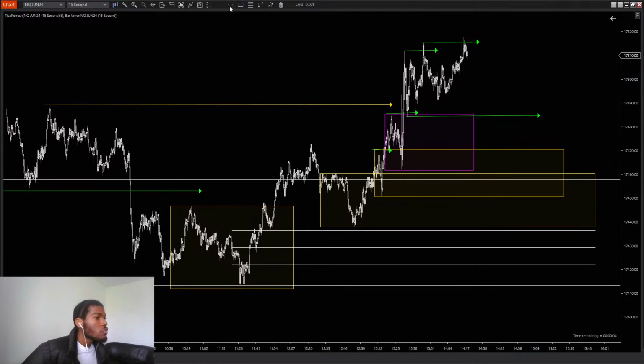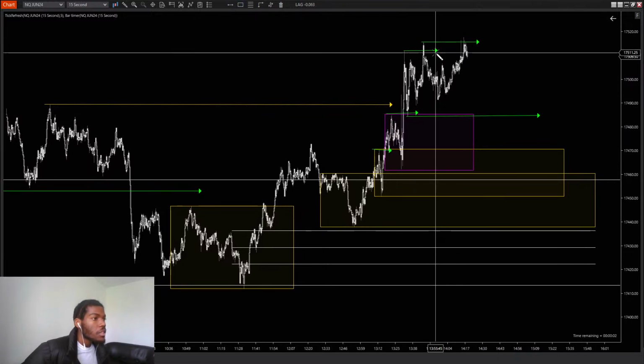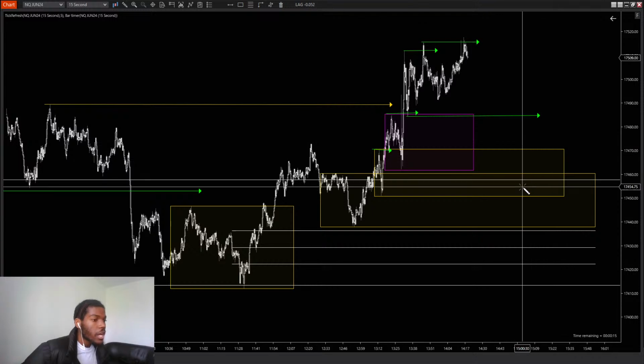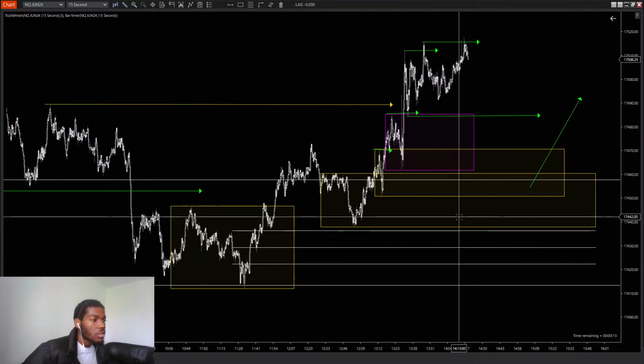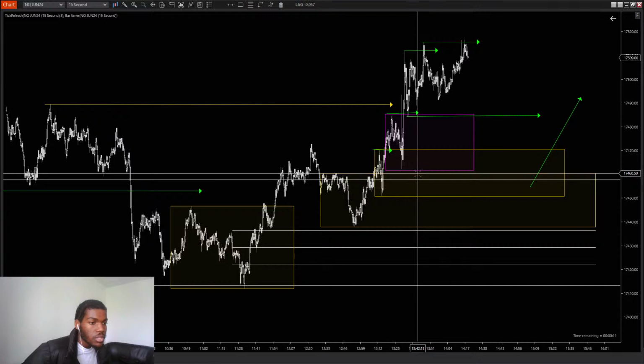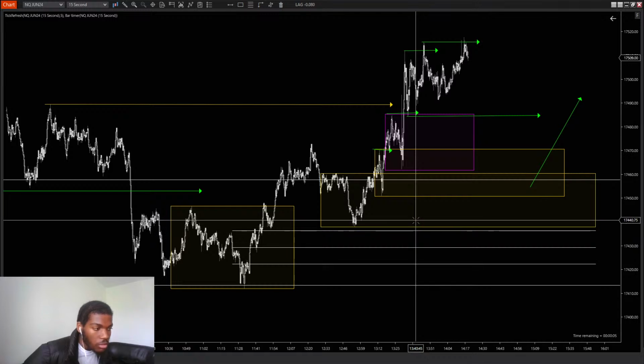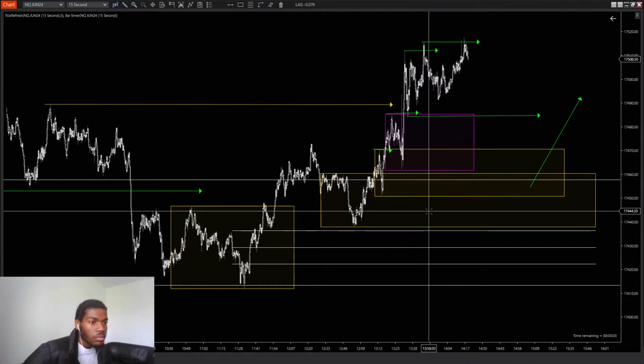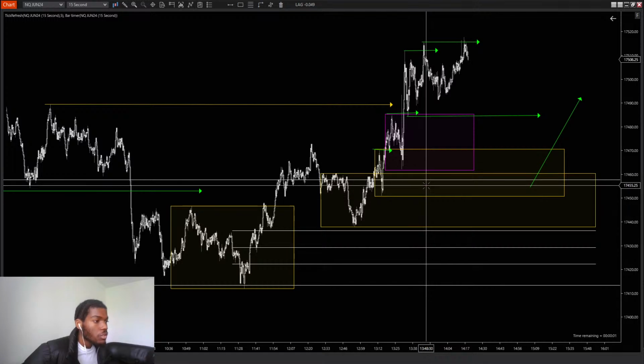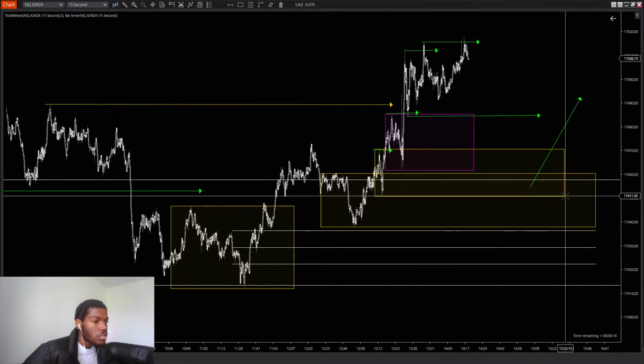Now I'm looking for longs. So in this environment, the only longs that I'm gonna participate in is gonna come from what, 17,460 to like 440. 460, 440 in these areas down here.